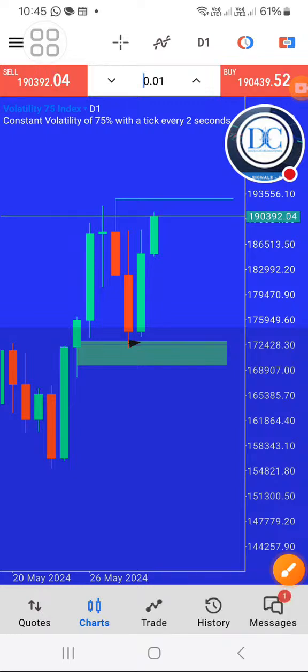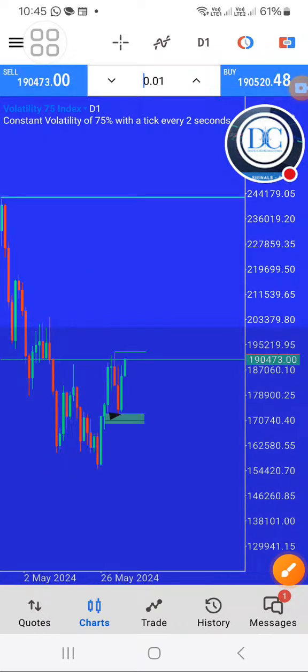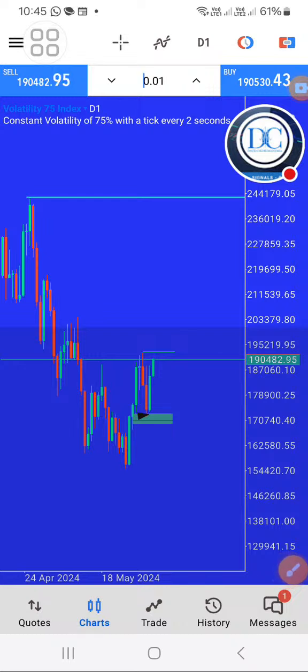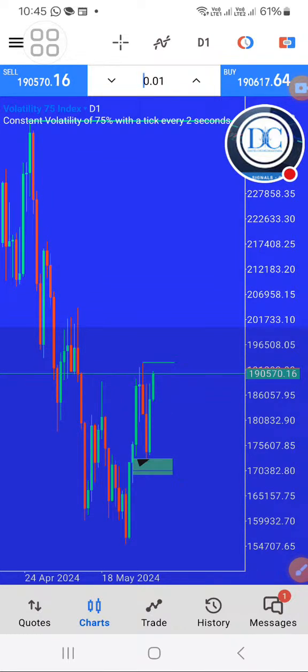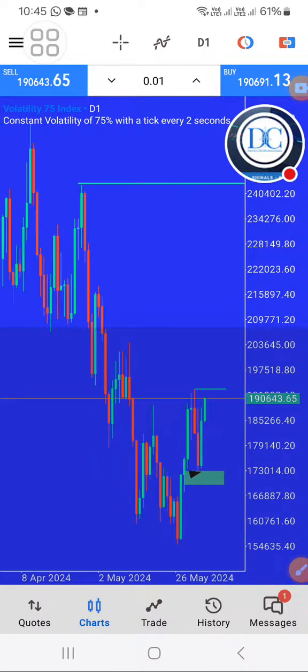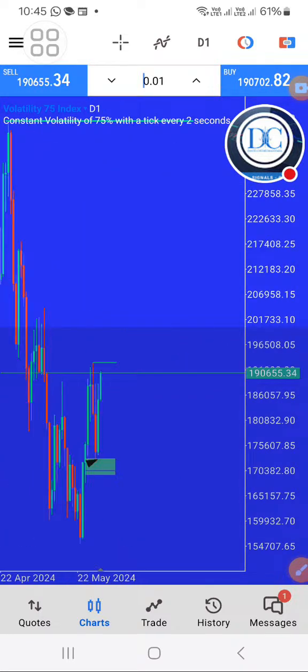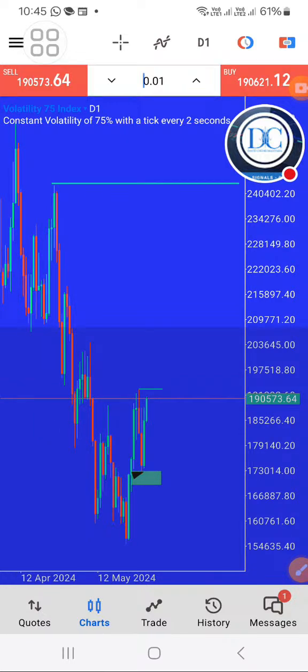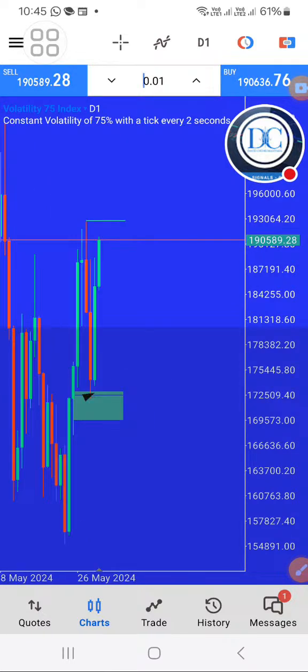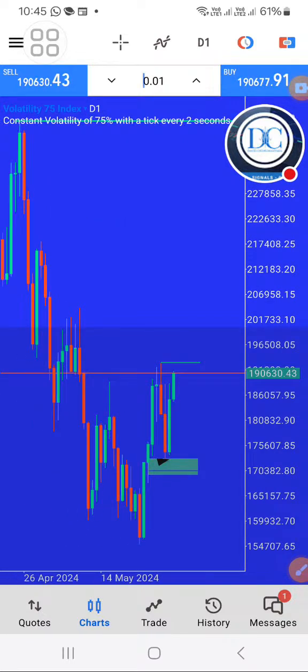So the first thing that you need to establish is whether you are in a downtrend or an uptrend. Where exactly is the market moving? How is the price moving? So we can see here in VIX 75, we can roughly say that price is bullish because of the break that took place on the trend line, and also the fact that price managed to close above this level.